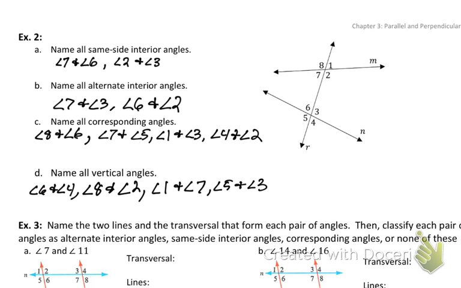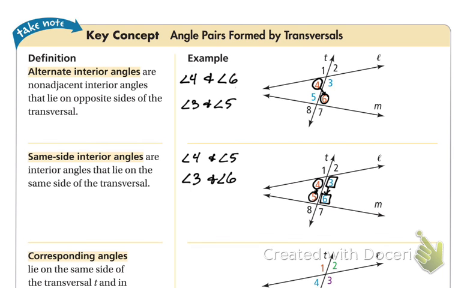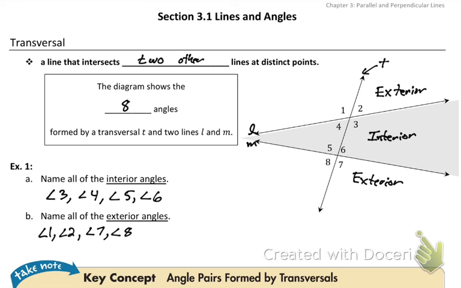So if we look back at this picture here, notice the two lines determine your interior and exterior, not your transversal. If you just picture the transversal gone, you still have an interior and exterior. The two lines are what form your interior. Does that make a little more sense?